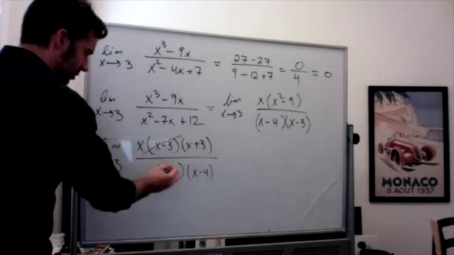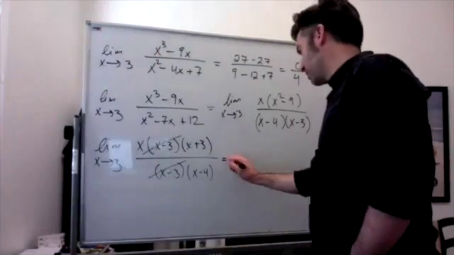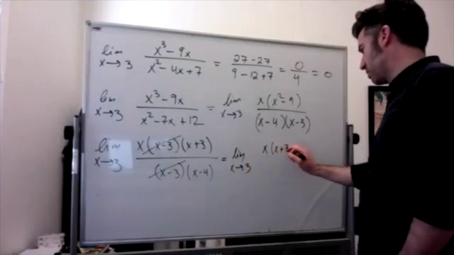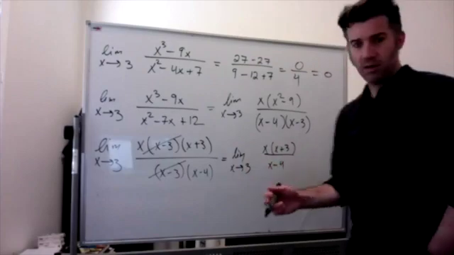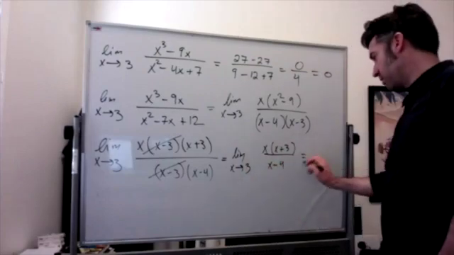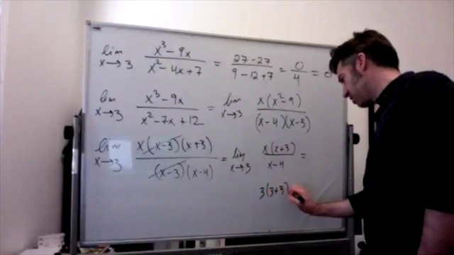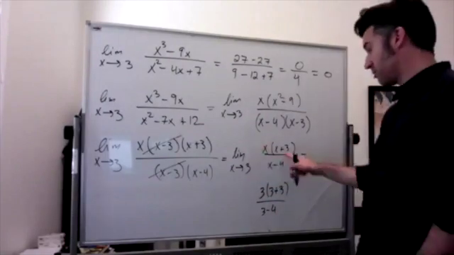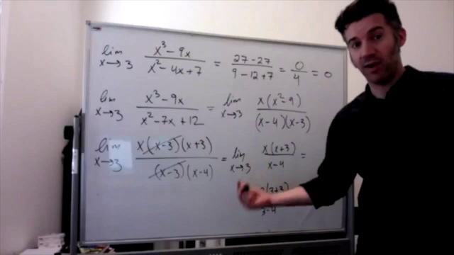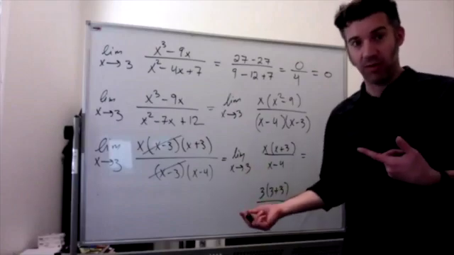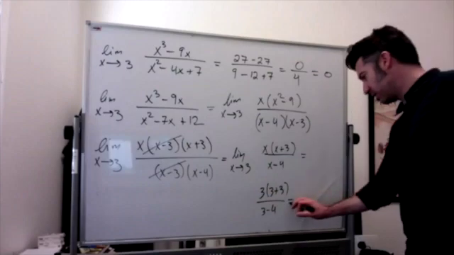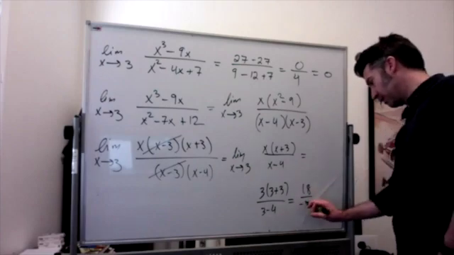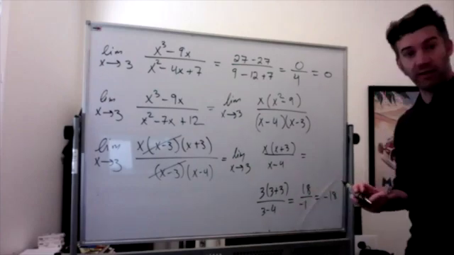The x minus 3's cancel. And then I can write this as the limit as x approaches 3 of x times x plus 3 over x minus 4. And now if I plug in 3, I'm going to get 3 times 3 plus 3 over 3 minus 4. Notice that when I plug in the 3, I no longer write the limit, but I have to write the limit every step of the way until I get to the step where I'm plugging in what x is approaching. And then 3 times 6 is 18, and 3 minus 4 is negative 1. So it looks like the limit's going to be negative 18.